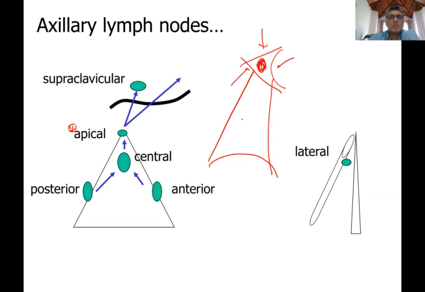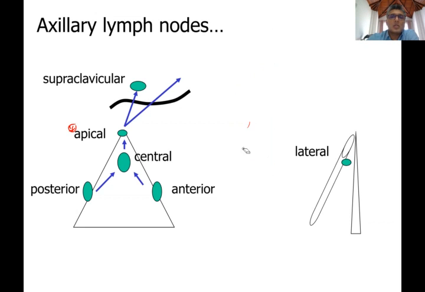Now the central group is embedded in the tissues in the middle of the axilla. Then the anterior group lies in relation to the lateral border of the pectoralis minor. This one is the lateral border of the subscapularis muscle. The pec minor is anterior, subscapularis is posterior, you know that. That's how they are arranged. So the anterior group is arranged in relation to the pec minor, and the posterior group in relation to the subscapularis muscle. The lateral one, now this is the upper limb, is in relation to the axillary vein here. The anterior and posterior ones are here, the central one is somewhere here, and the apical one is somewhere there.